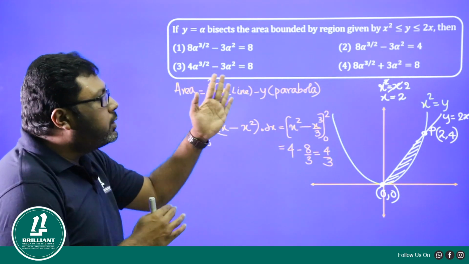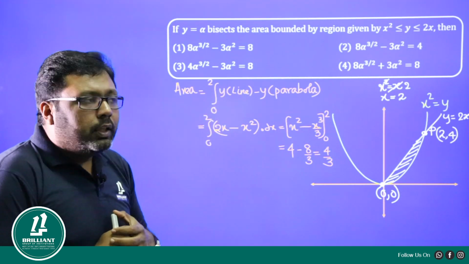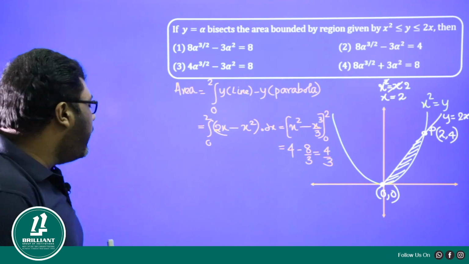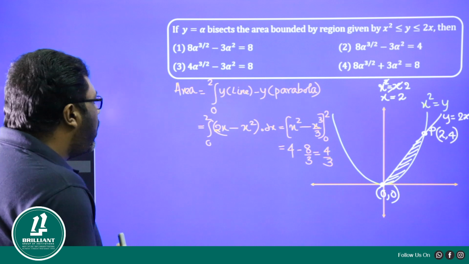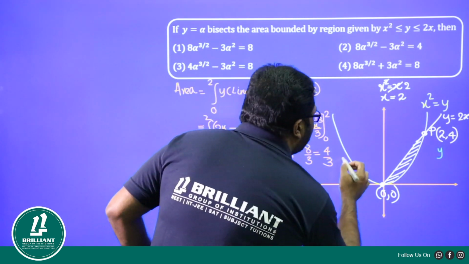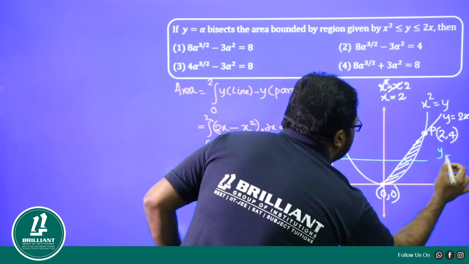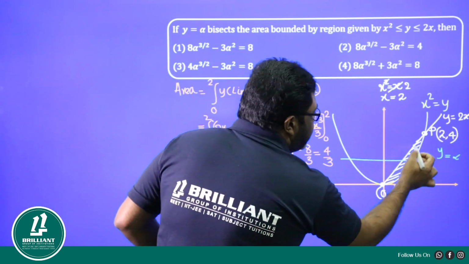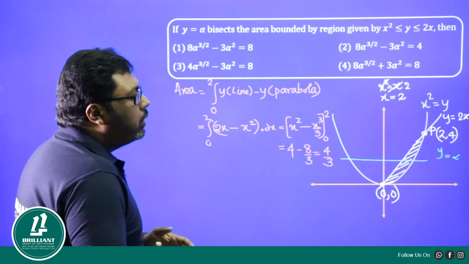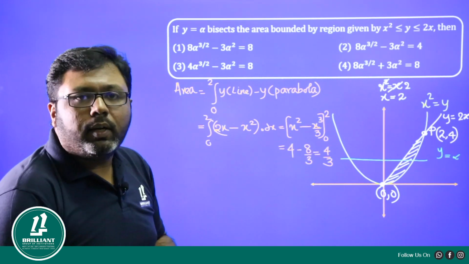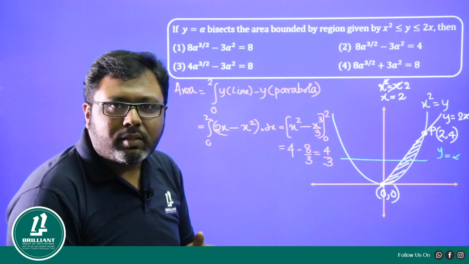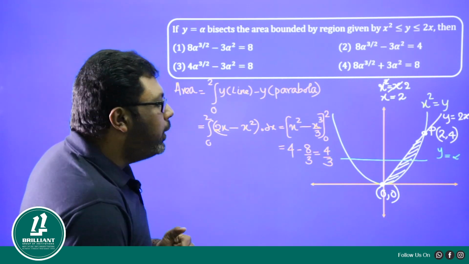But that is not the answer that is given in the options. The answer that is given in the options is related to the value of alpha. Now let's draw that line over here. The line y is equal to alpha, and this line bisects the area between these two curves. Bisect means what? The area is divided into two equal parts.